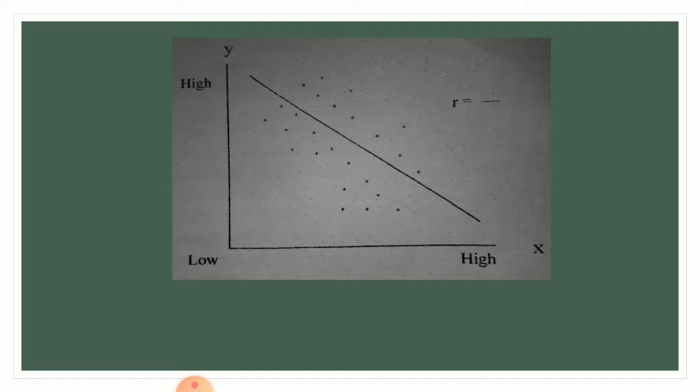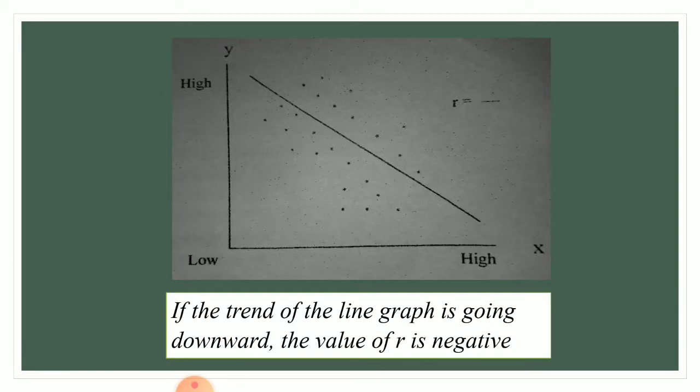Next. On this graph, the trend of the line is going downward, meaning the value of r is negative. This indicates that as the value of x increases, the corresponding value of y decreases. X and y are negatively correlated. In other words, x and y are inversely proportional to each other.